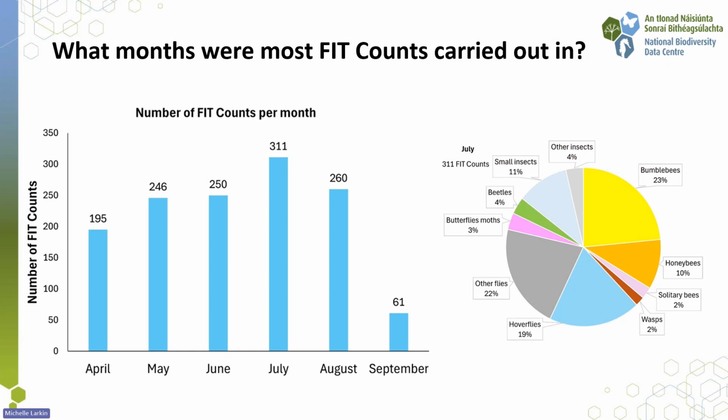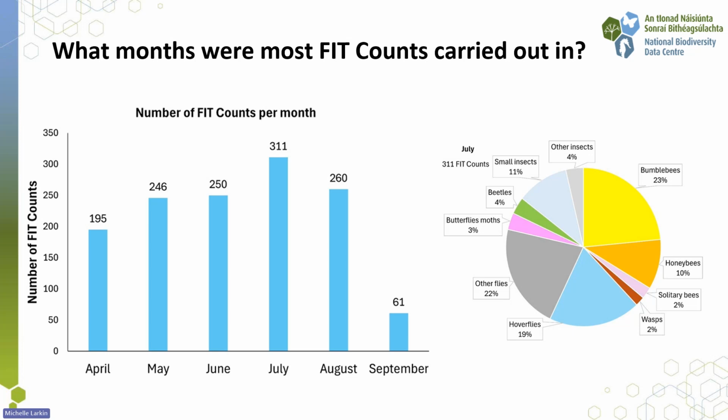So what months were most FIT counts carried out in? You can see it's been the same since 2021 and 2022, that June and July tend to be the most common months for submitting records, because it's an active time of year for a lot of insects and there are a lot of flowers blooming. There's usually a little dip in September, which is quite common because there isn't much flowering, and it could be that maybe it's just ivy or knapweed flowering in your area, but it would be lovely to get more FIT counts submitted for the September period.